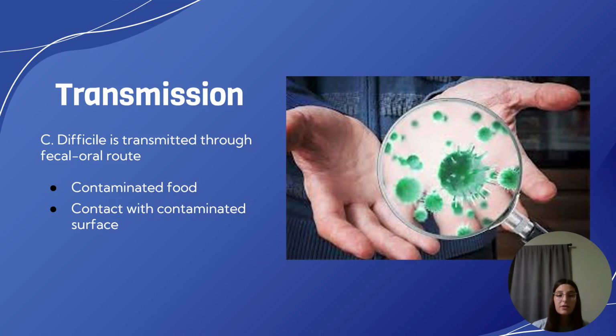So Clostridium difficile is transmitted via the fecal-oral route. And what this means is that feces containing the bacteria either get on our food or are on a surface, and we consume the food, or we make contact with the surface and then eat with our hands or touch our mouths, and that is how the bacteria is introduced into our system.